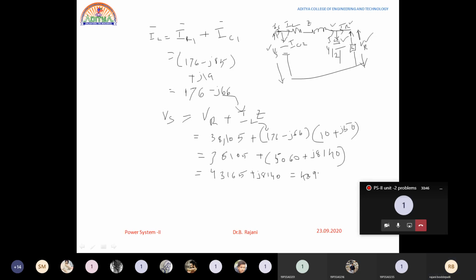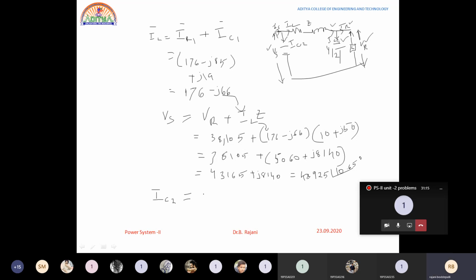In polar form, 925 at an angle of 10.65 you'll be getting. What is the angle you are getting? 10.65. Yeah. Now, this is the Vs whatever we are having. Suppose the charging current IC2 you have to calculate. What is IC2?